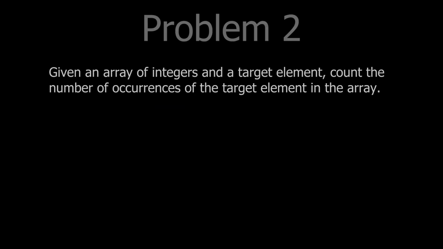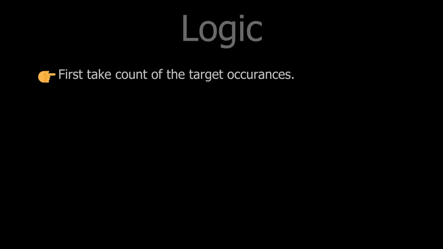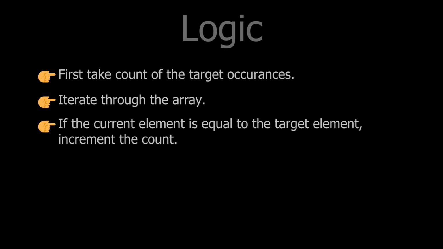Problem 2. Given an array of integers and a target element, count the number of occurrences of the target element in the array. Logic. First take count of the target occurrences. Iterate through the array. If the current element is equal to the target element, increment the count. Return count simply.